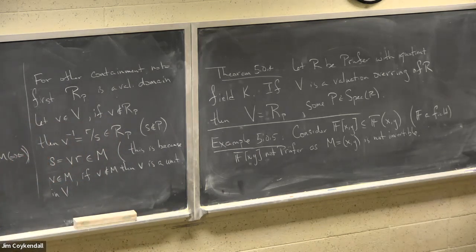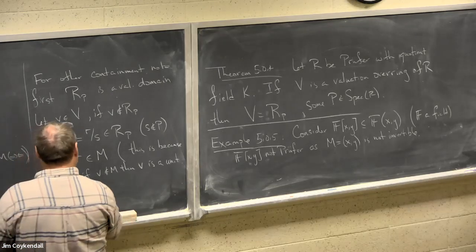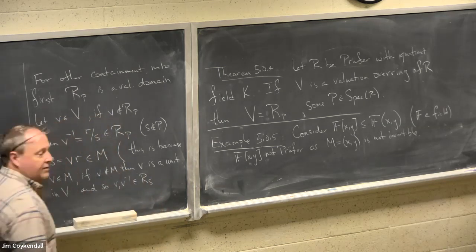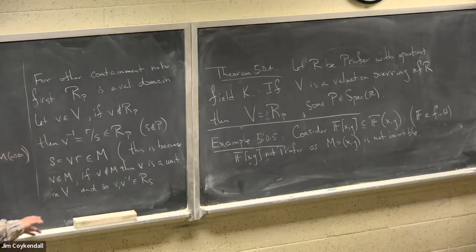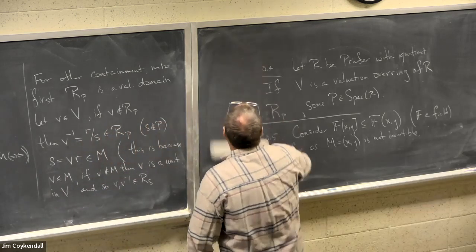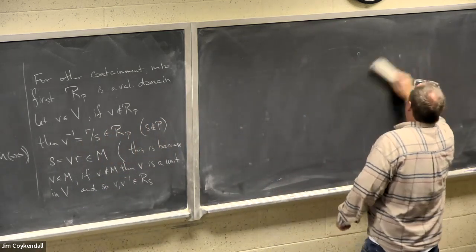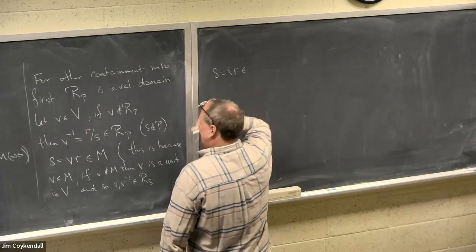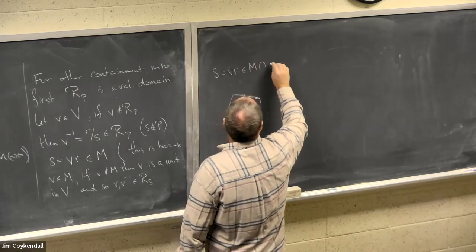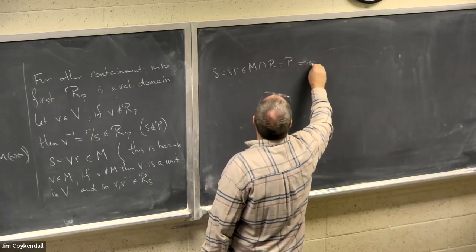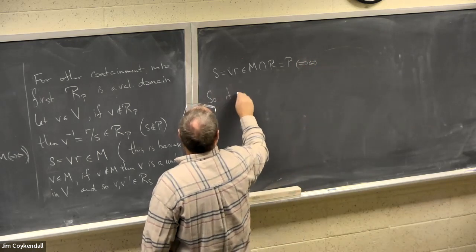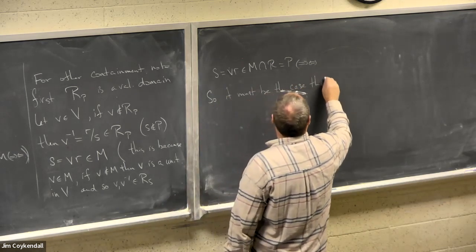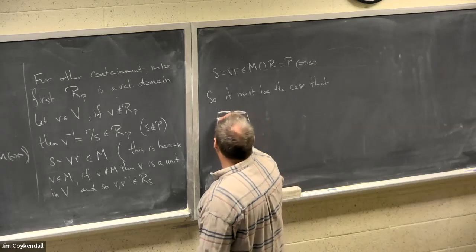And V is a unit in V, right? And this means that, of course, both V and V inverse are in R localized at S. They both have to be there if V is a unit in V. And so S equals VR is in M intersect R, which is P, and this is a contradiction. So it must be the case that B is equal to R.